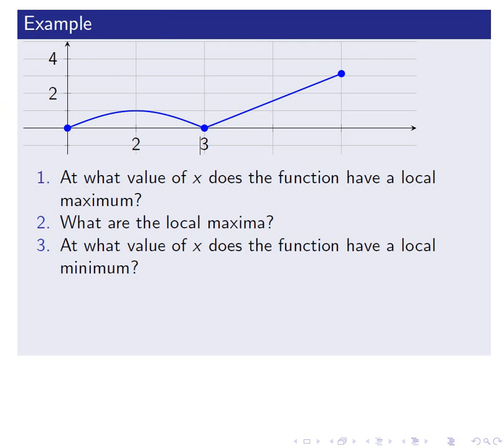What about the value of those local minima? Well, they're both at the same height. They both appear to be at 0. So here we've got 3, 0, and here we've got 1, 0. They're both at a height of 0. So I think we would be safe to say there's only really one local minimum. Our function gets as low as y equals 0.